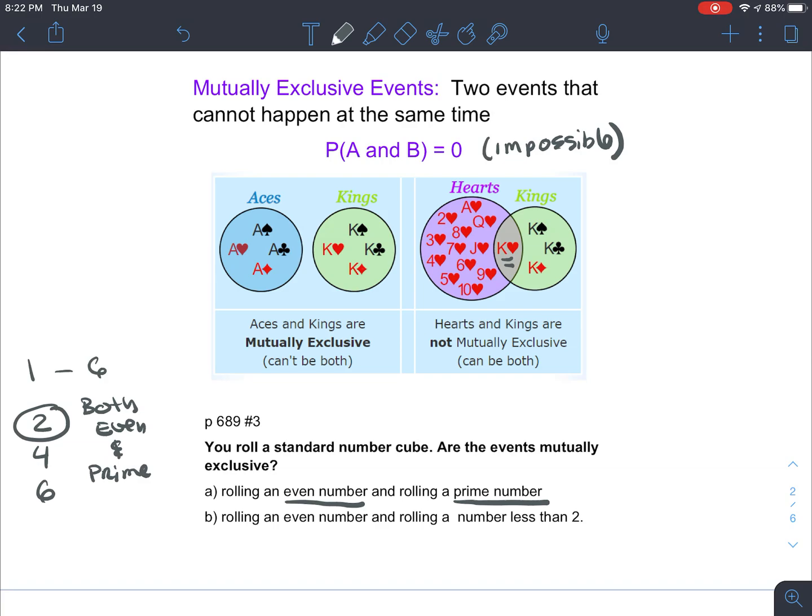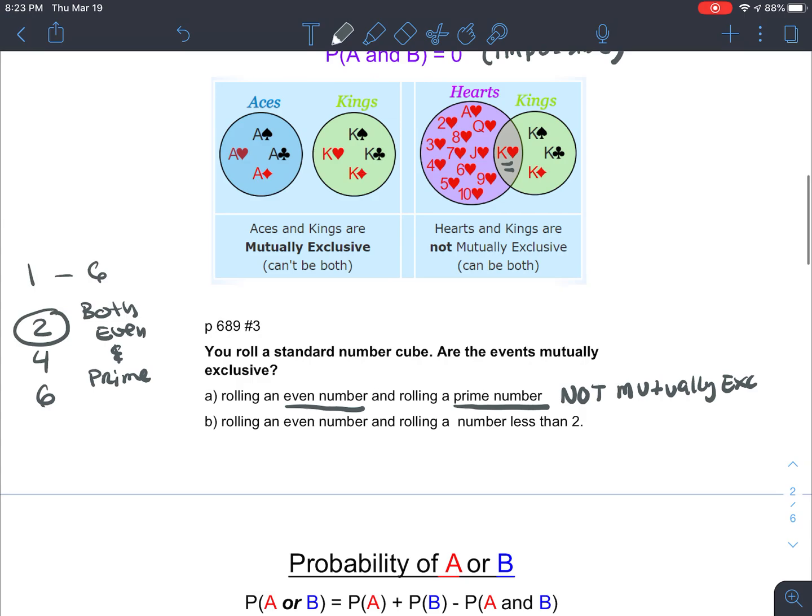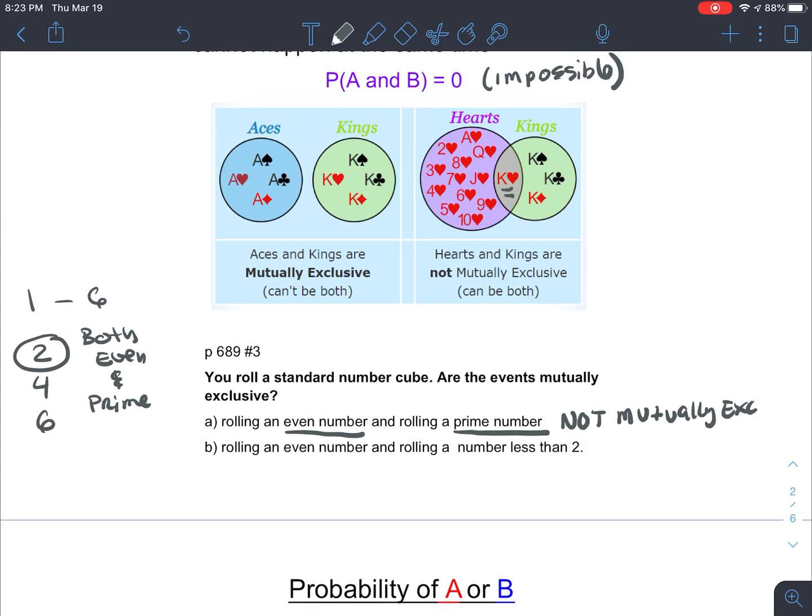So this situation, these two events are not mutually exclusive because 2 is both an even and a prime number. What about B? Rolling an even number, and rolling a number less than 2. So let's take a look.